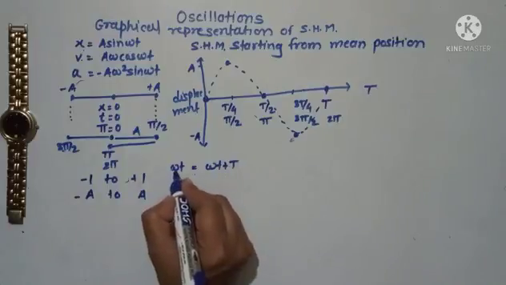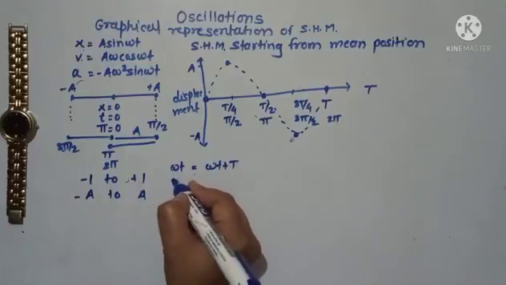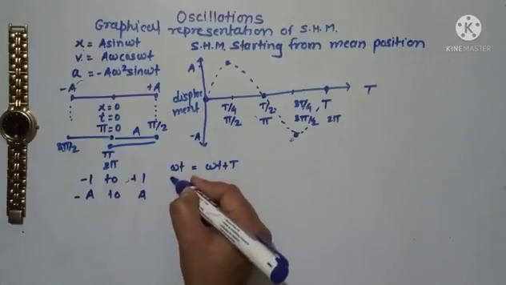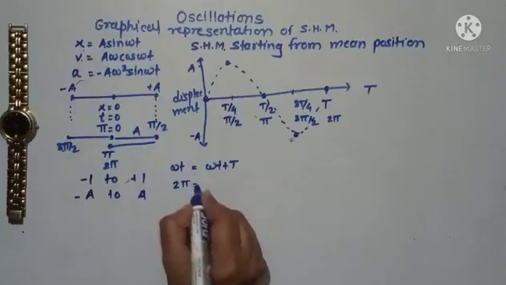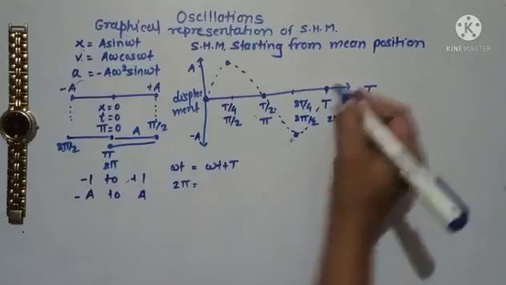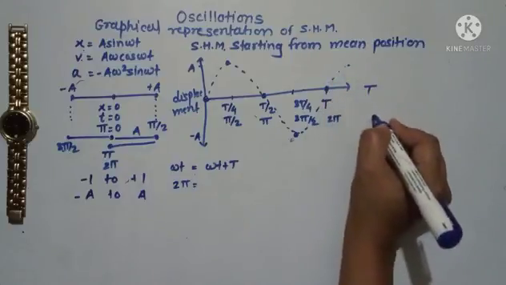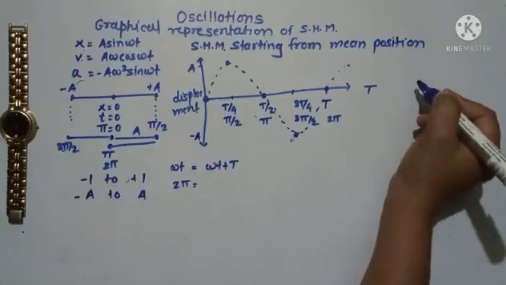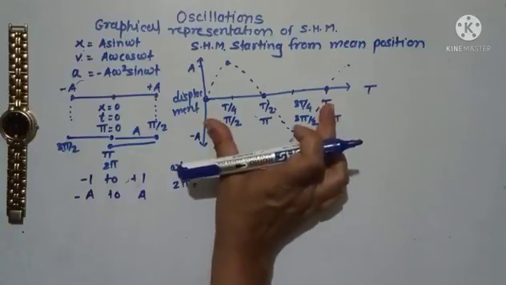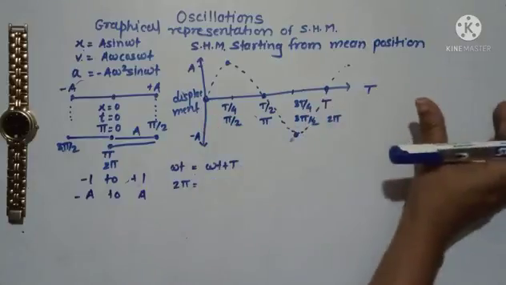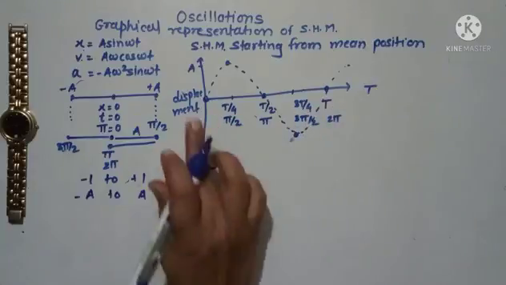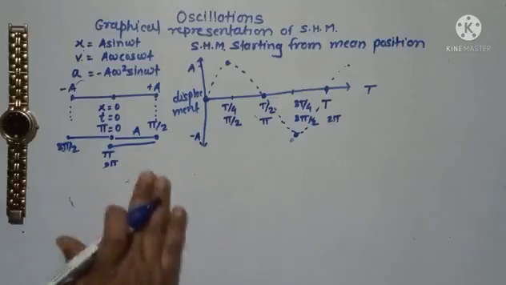So whether it is a displacement, a velocity, or an acceleration, they are repeating their values after every 2 pi interval. Okay, so the remaining graph after this will repeat itself like this only. So this much distance is very important, and the same will repeat after every interval of time. So this was all about the displacement vector.